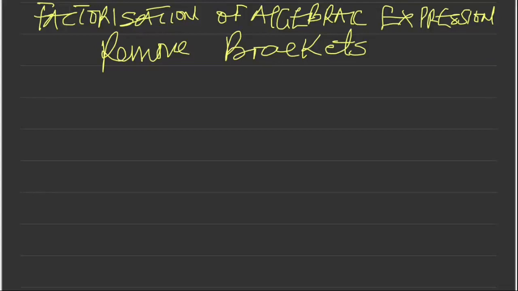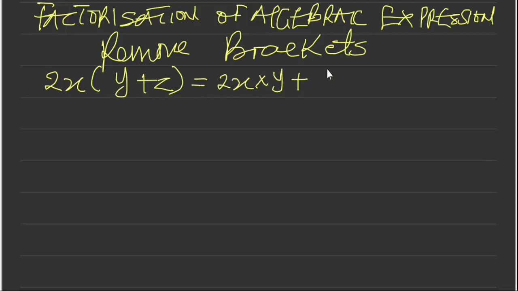Factorizations of algebraic expressions: removing brackets. This talks about how we remove brackets in algebraic expressions. For example, we are given 2x(y + z). It will be 2x times y plus 2x times z, so it will be 2xy plus 2xz.